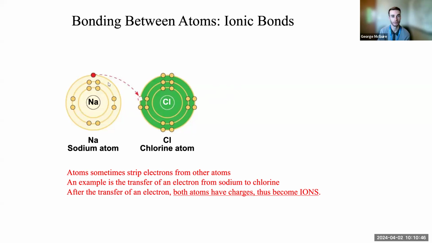So sodium is losing 1 electron. So it is now going to carry a +1 charge. It now has 1 more proton in its nucleus than it has electrons in its cloud. So it'll have 11 protons and 10 electrons. So that'll leave it with a +1 charge, making it an ion, a cation.